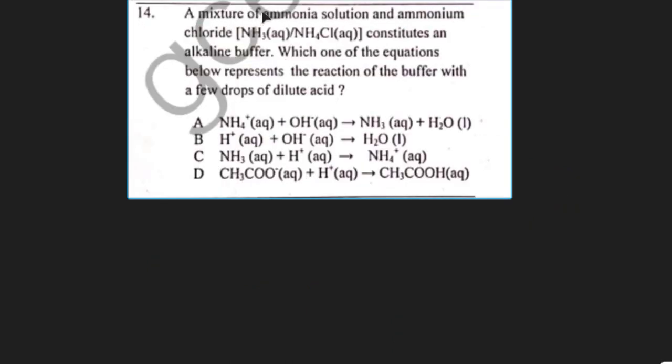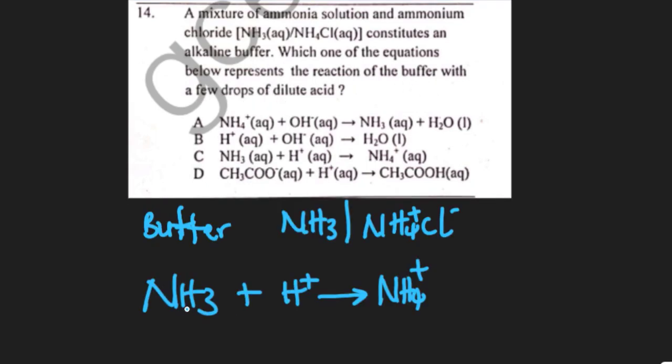Question number 14. A mixture of ammonia solution and ammonium chloride constitutes an alkaline buffer. Which one of the equations represents the reaction of the buffer with a few drops of dilute acid? So upon addition of an acid, ammonia reacts with the H plus ions, forming more ammonium ions, thereby keeping the pH of the solution fairly constant. Hence our answer is C.